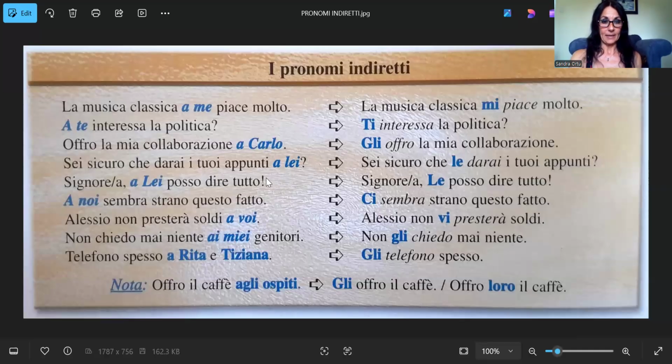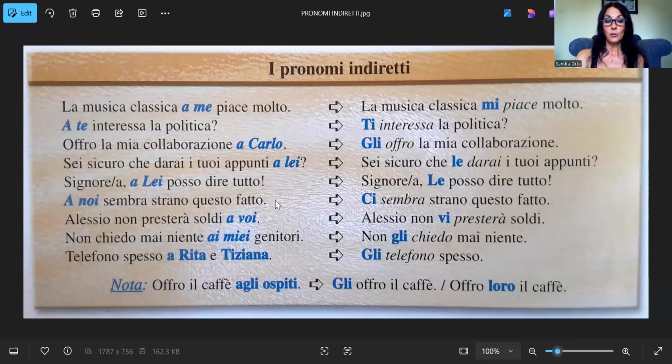Signore o signora, a lei posso dire tutto. So, sir or madam, to you, I can tell everything. No, I can say everything to you. This is a difficult one to translate. This one, signore o signora, le posso dire tutto. Sir, madam, I can tell you everything. Or let me tell you everything. That's the difference. So this one, to you, I can definitely say anything. You know that I can, and I know I can trust you. Instead, this one is a different context. So, no, wait one second. I can tell you everything. Let me just tell you everything.